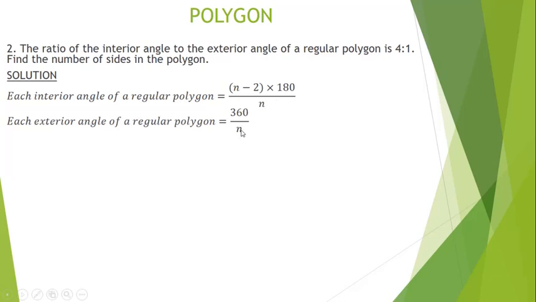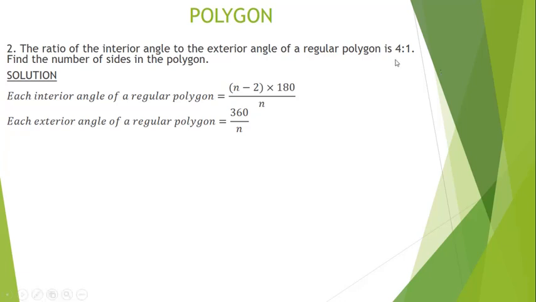And don't forget, we know that (n minus 2) times 180 is the sum of interior angles, and the sum of exterior angles of any polygon is 360 degrees. So you divide each of those terms by n to get each of the angles you are looking for, depending on which one you are interested in. Now in this case, we actually need these two pieces of information to be able to get the number of sides.